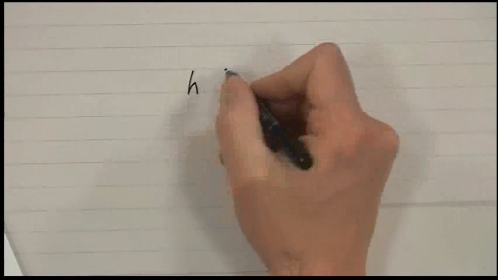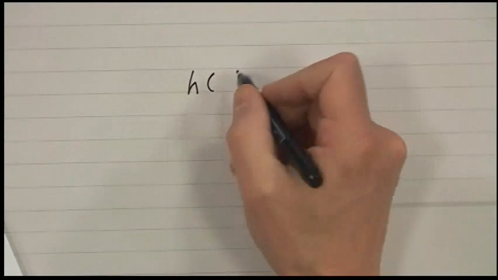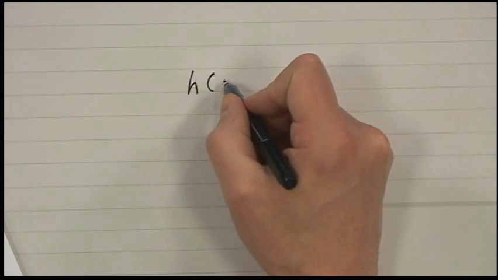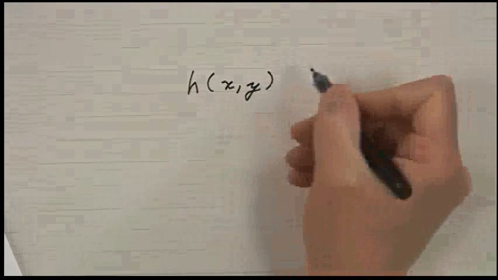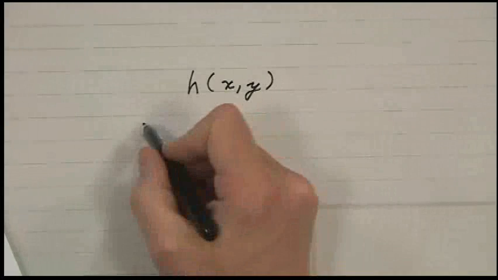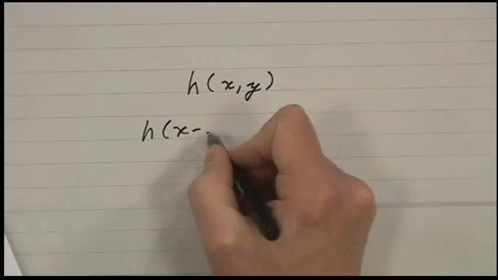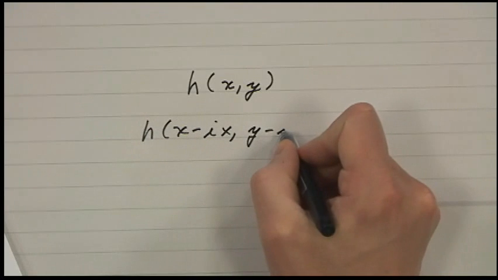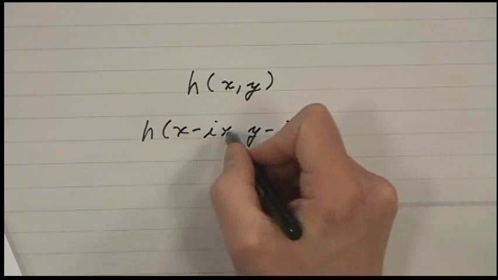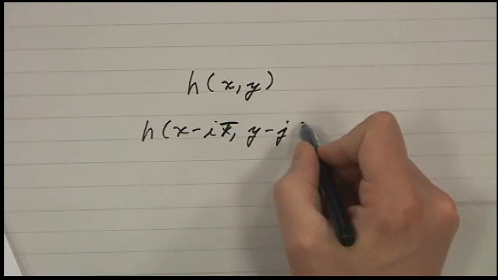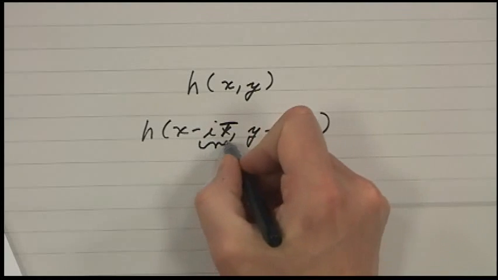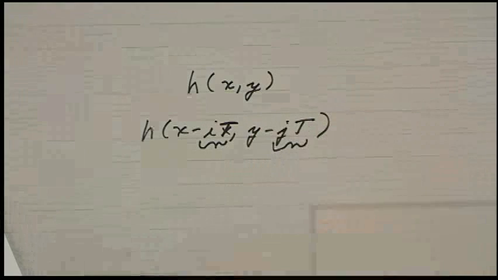You're going to have a function h of x y, which is the aperture function. For the ijth center, it's going to be h of x minus t i, y minus j t, because this is the shift in x and that's the shift in y.